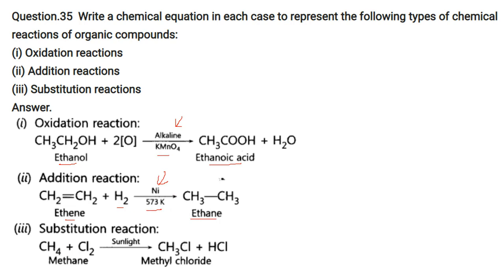Substitution reaction. See, this is CH4. One H is replaced by Cl. So this is methane plus chlorine under sunlight gives you methyl chloride. This is a substitution reaction.